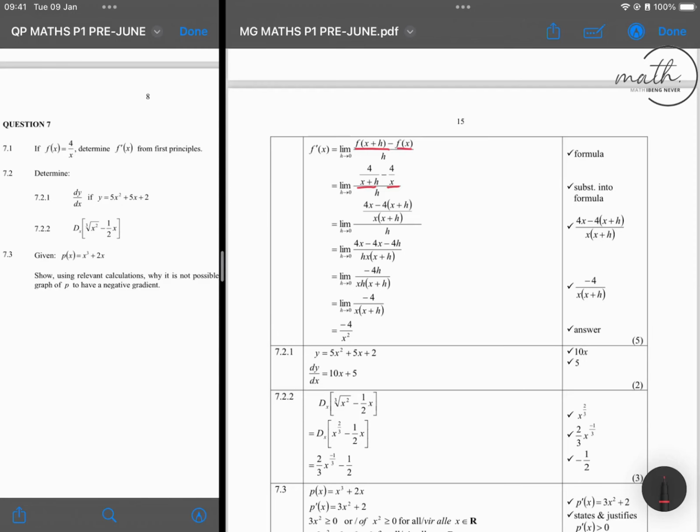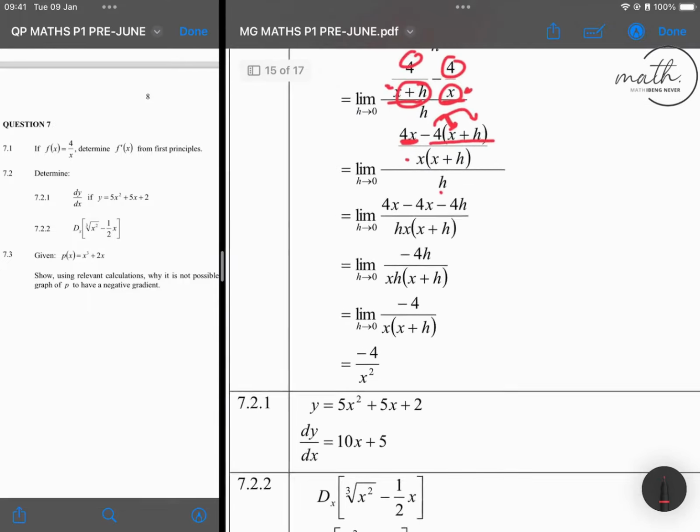Now you just need to know how to deal with fractions. To deal with the fraction, this x times this 4 gives you the 4x. This x plus h times 4 gives you minus 4 times x plus h. Then at the bottom, this x multiplied by this x plus h. There you have it, all over the h. Then you simplify. You multiply the 4 inside.